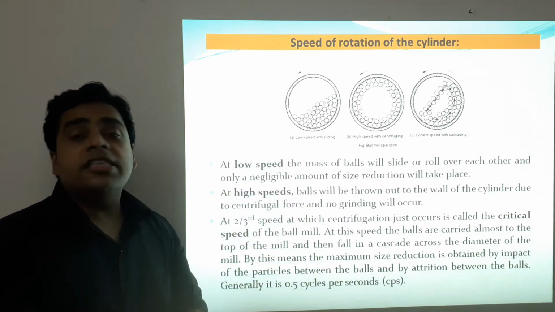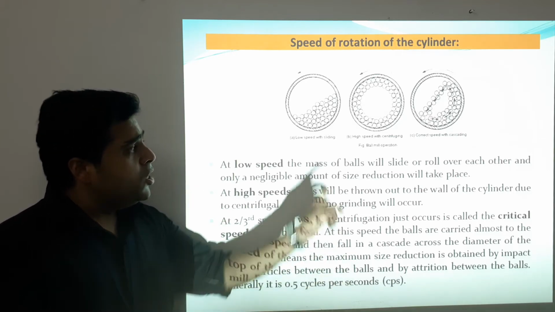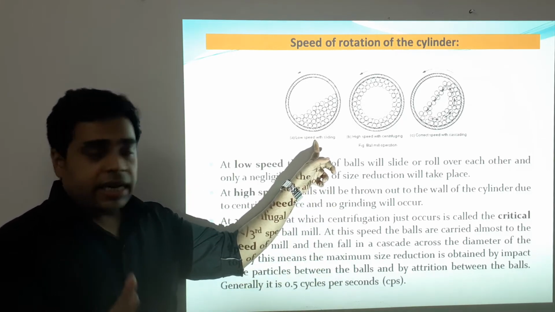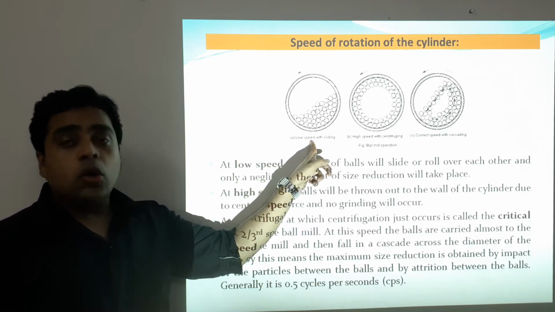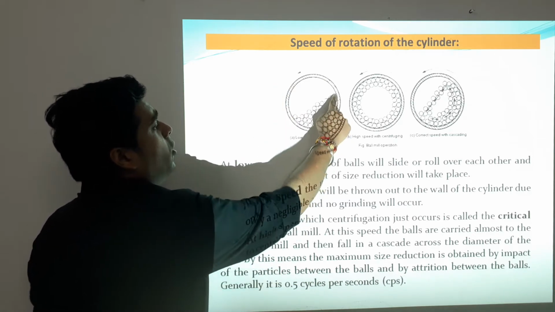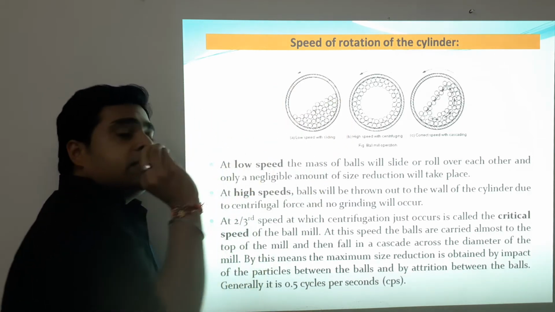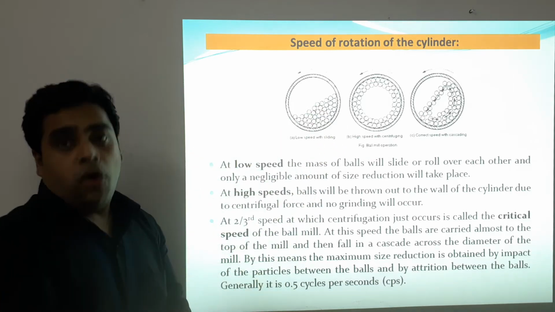Come to the effect of the speed of rotation of the cylinder on the ball mill. So we explain with three basic diagrams. This is the rotation of the cylinder at a low speed. So at a low speed, this is the movement. So let us see how the balls are rotating. And just remember, there are also the particulate solids or the feed in between the balls.